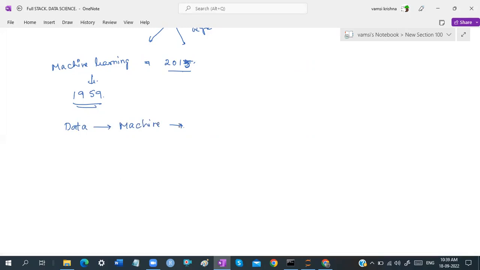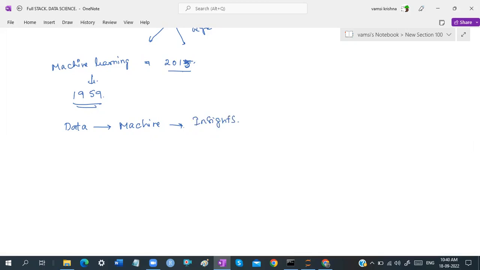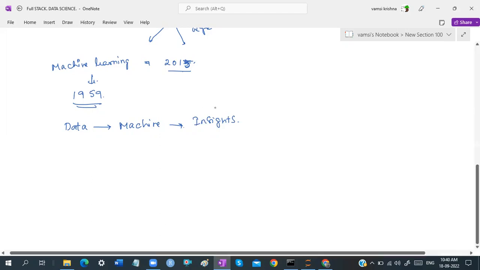Machines are saying that we will learn the data, we are going to understand the data, and whatever we understood, we are going to give you as insights. This knowledge, whatever we understood, is what we call insights, guys. What are the insights from this? That means what you understood from here, the takeaway. So data is given to the machine, the machine gives some insights, and based on those insights, we can do some prediction.